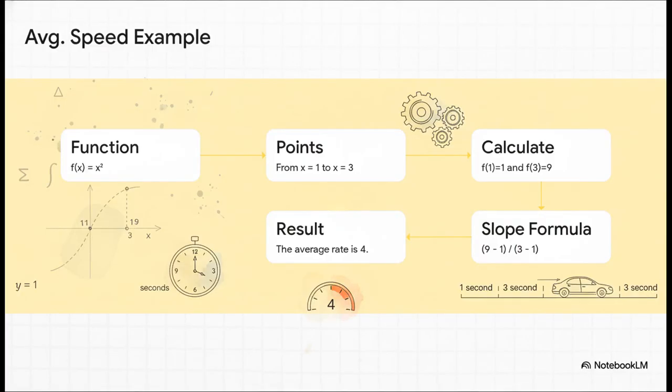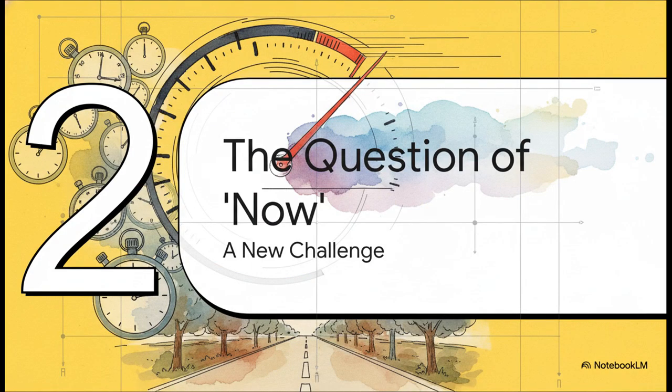Let's make this super concrete. Say we've got a simple function, f of x equals x squared, and we want to find the average speed between, say, 1 second and 3 seconds. All we do is plug in the numbers. We figure out the change in position, which is f of 3 minus f of 1, so that's 9 minus 1. Then we divide that by the change in time, which is 3 minus 1. Simple math, right? We get 8 divided by 2, and our average rate of change is 4. Easy peasy.